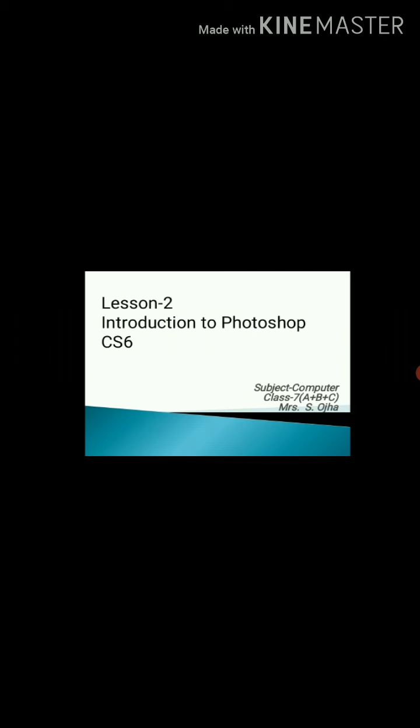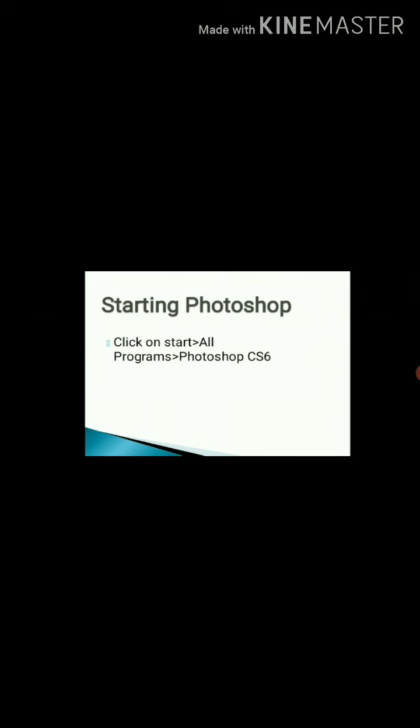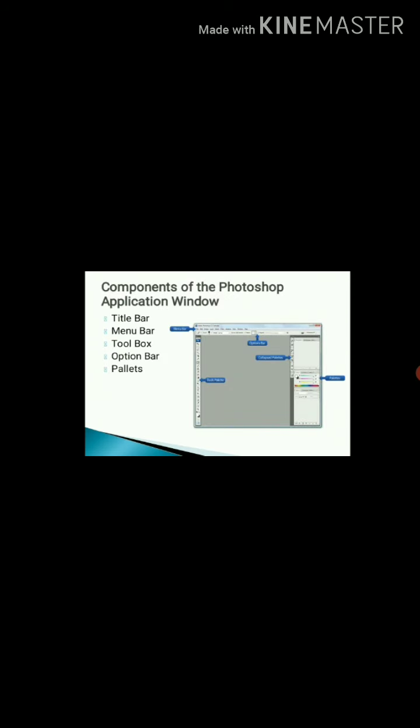Let's see how to start Adobe Photoshop CS6. Starting Photoshop. Click on Start button, then choose All Programs, then Photoshop CS6. After that, Photoshop window appears on your desktop. This is Photoshop CS6 window.